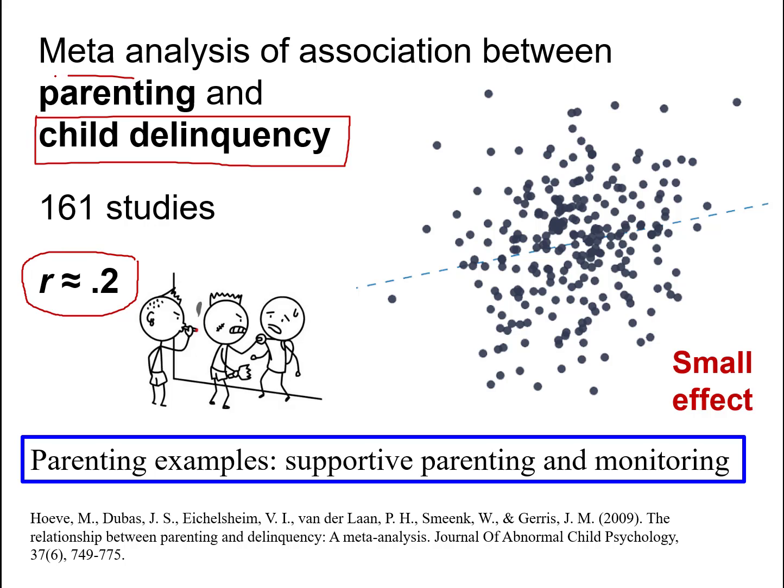It's not that parenting is unimportant. It's not that parenting isn't an important variable in correlating with child delinquency. It's just that there's probably many variables, and parenting is one of them, and we're not going to find any one variable that produces a huge effect if we're trying to understand something as important and complex as child delinquency. So in some ways, as the complexity and the importance of the variables that we're studying increase, the effect sizes tend to get smaller and smaller. So an example of a small effect, a correlation of 0.2, is the correlation between parenting and child delinquency.